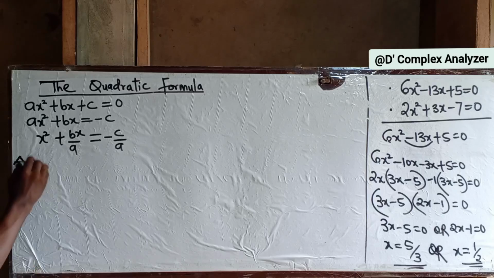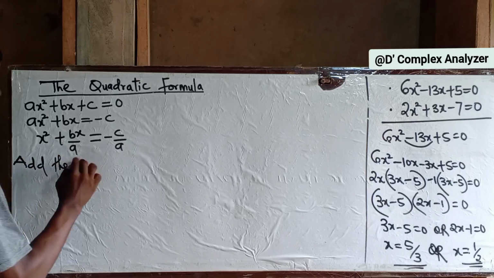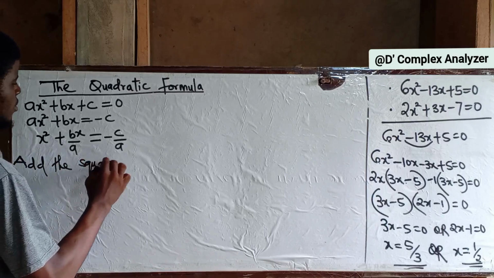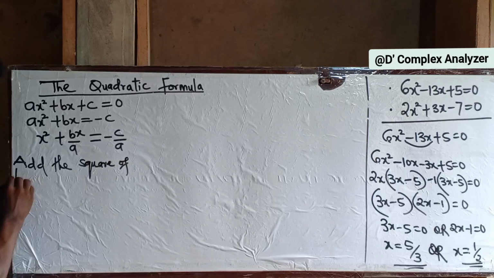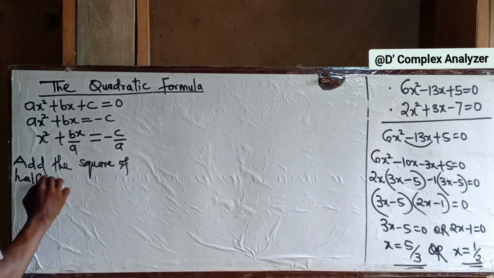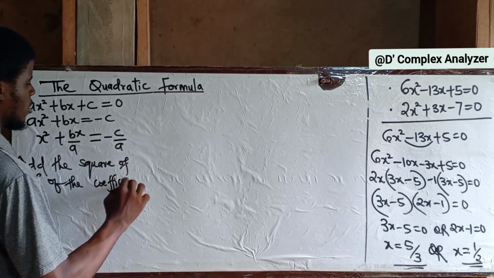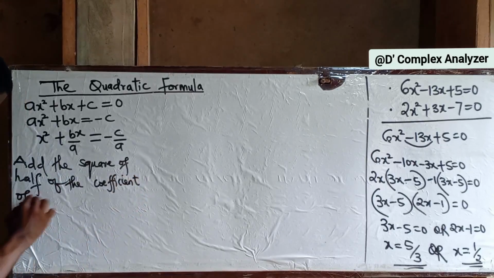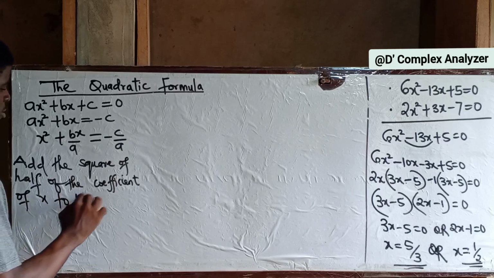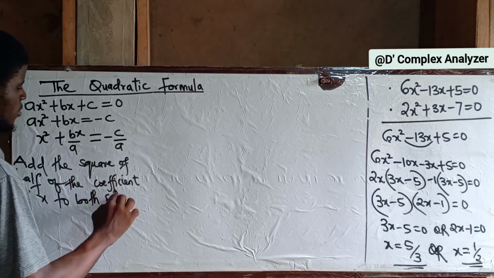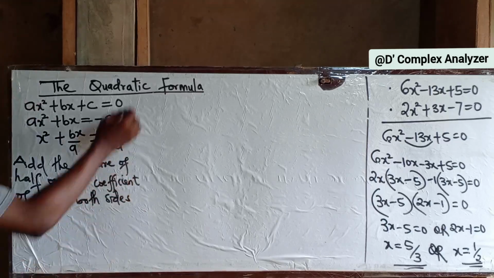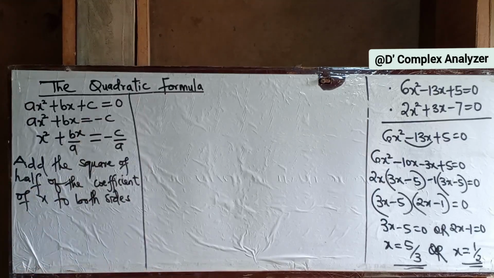Add the square of half of the coefficient of x to both sides. Let me explain what this means. Add the square of half of the coefficient of x to both sides.